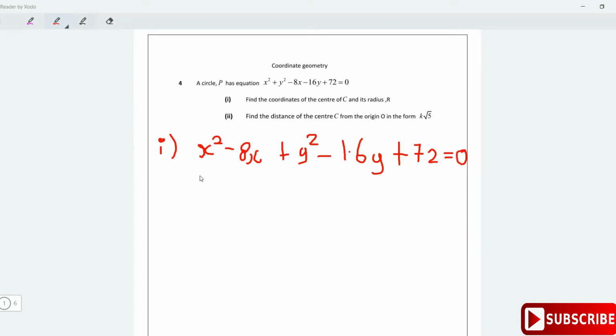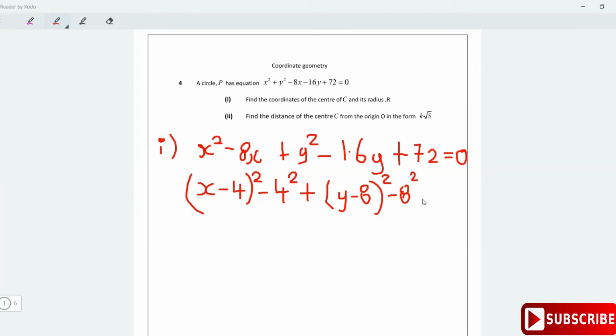After we do this, we're going to complete the square amongst our x terms. We know how to complete the square already. So it becomes x, then we half this, so it becomes x minus 4, in brackets, squared, and then subtract 4 squared. In the same manner, we complete the square for the y terms: plus, in brackets, y, half of 16 is 8, so minus 8, squared, and then of course we subtract 8 squared, plus 72, equal to 0.